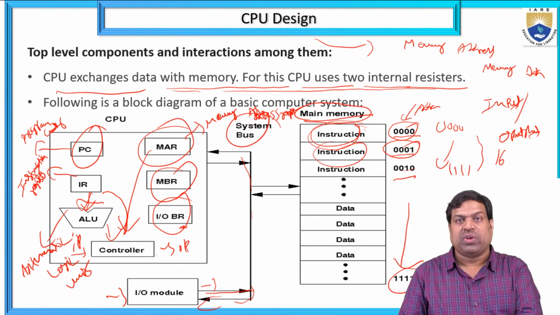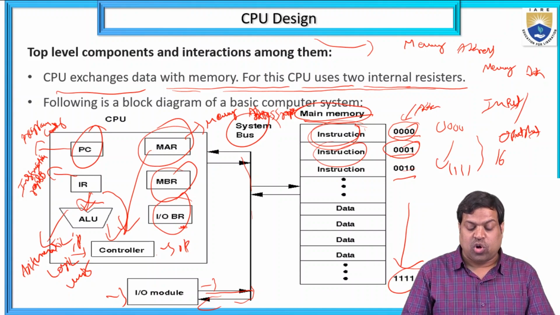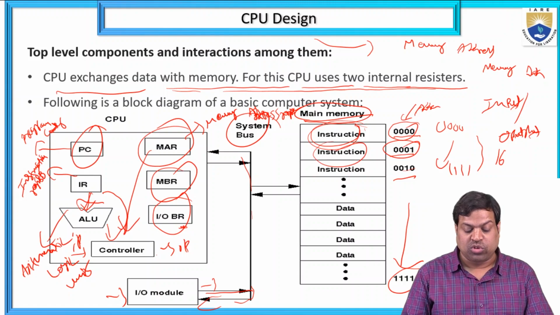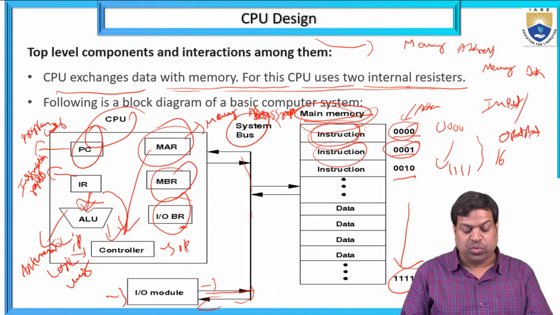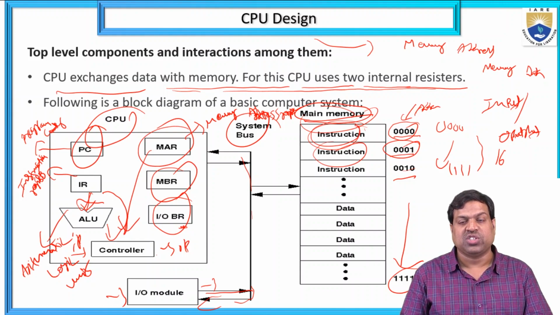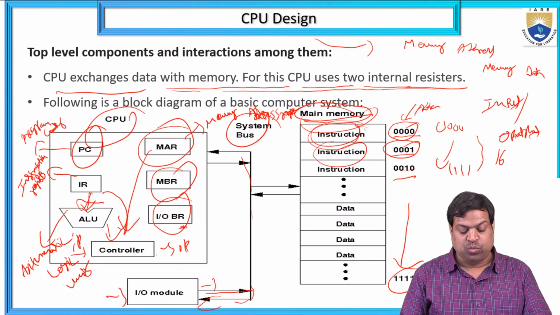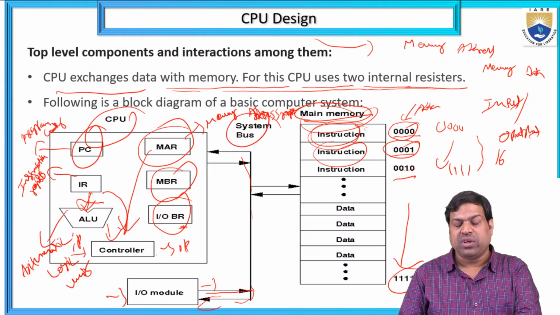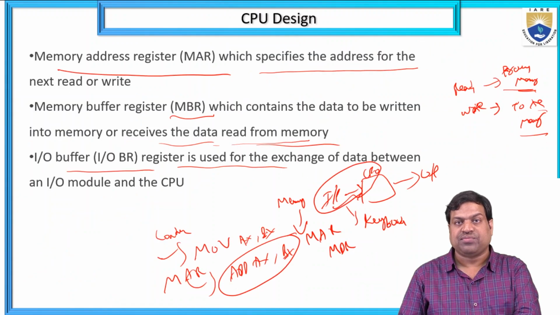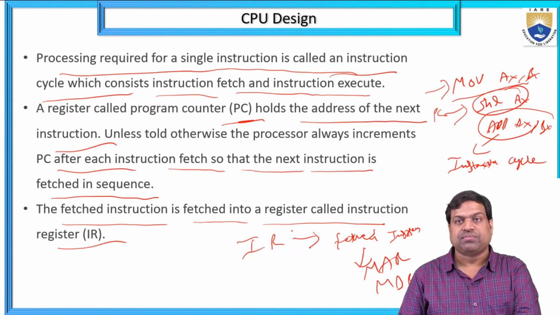So it is a top level view of components and interconnections among them. That is one CPU and memory. In the CPU, there are the program counter, instruction register, arithmetic logic unit, memory address register, memory buffer register, and input output buffer, and a controller with input output modules. In the main memory, address and data are there. So MAR, MBR, input output buffers are very, very important in the CPU.